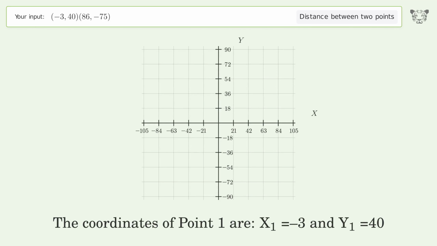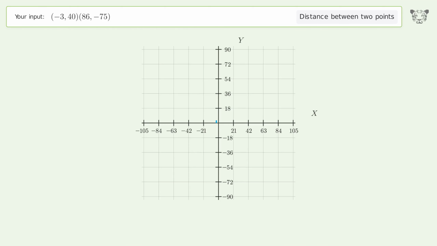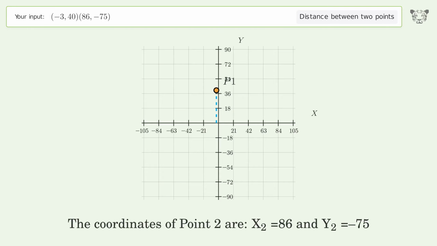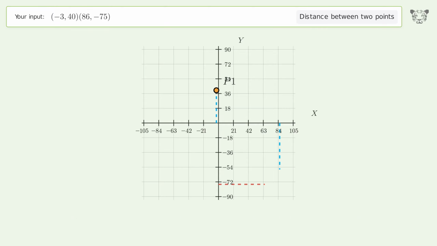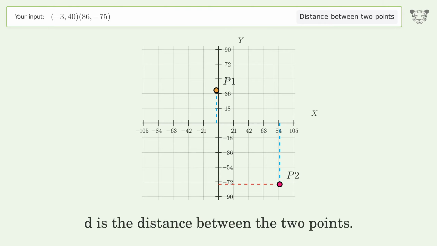Plot the 2 points and calculate the distance using the formula. The coordinates of point 1 are x1 equals -3 and y1 equals 40. The coordinates of point 2 are x2 equals 86 and y2 equals -75. D is the distance between the 2 points.